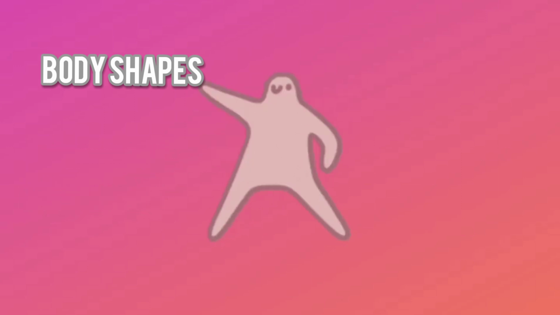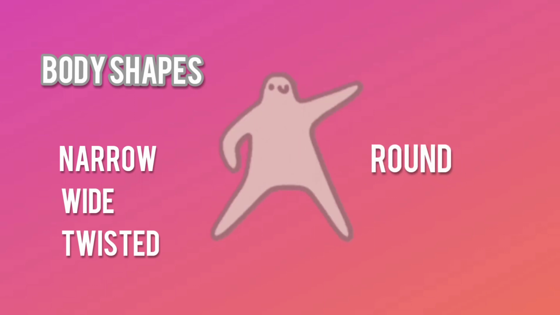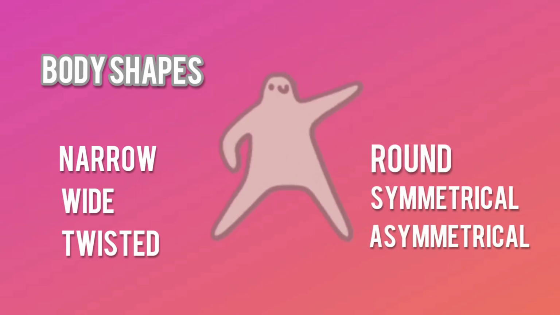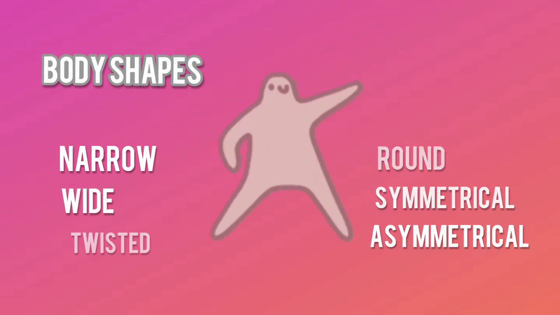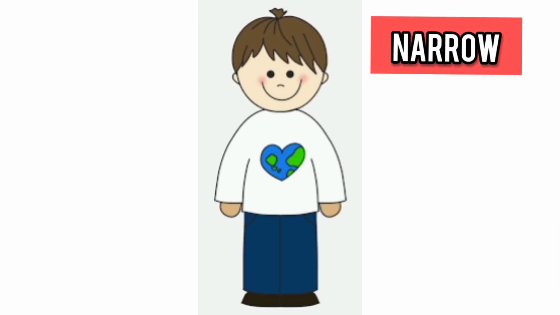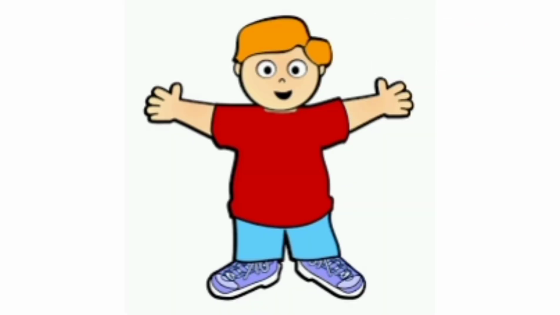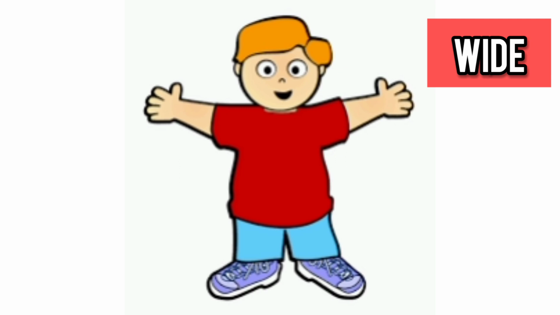The 6 body shapes are narrow, wide, twisted, round, symmetrical, and asymmetrical. This is an example clip art of a boy standing narrowly with his hands on his sides and his feet close to each other. This is a boy widely standing, arms open wide, and his feet slightly apart from each other.